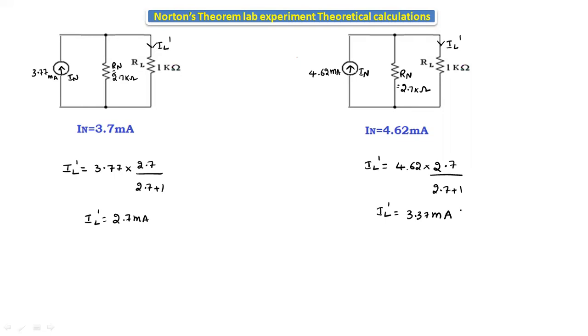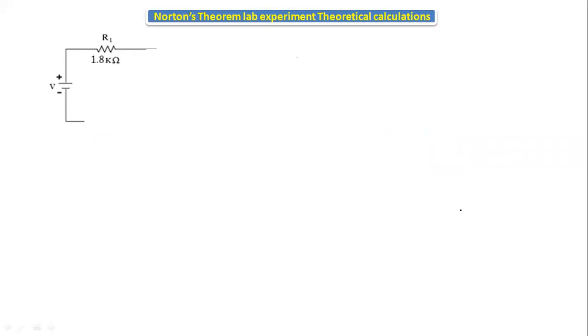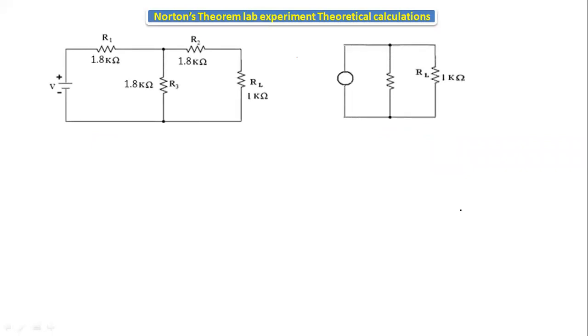Now see, whatever parameters we got up to now, if we summarize, this is the given circuit, and this is the equivalent circuit. This equivalent circuit consists of IN, Norton's current source, connected in parallel with RN. The current passing through this branch is IL, and the current passing through this branch in the equivalent circuit we are assuming is IL dash.